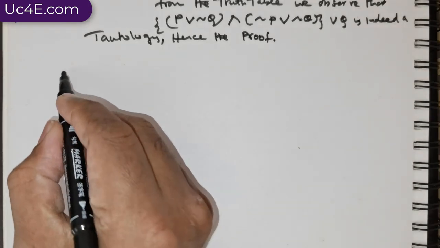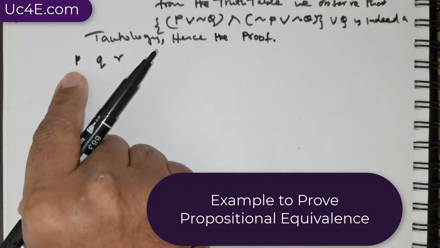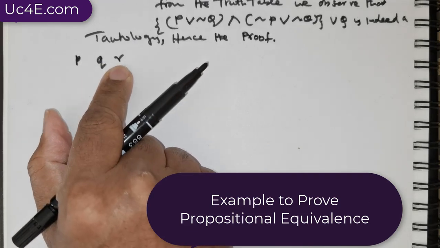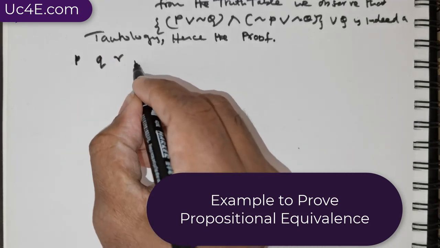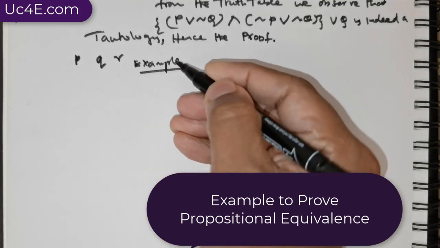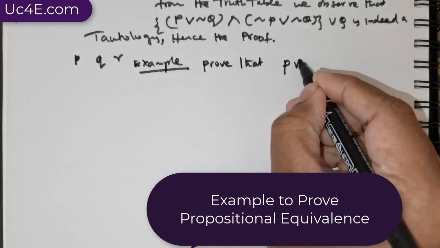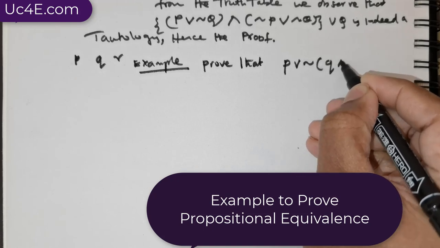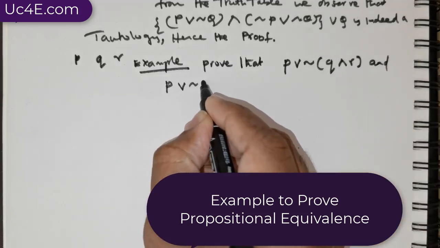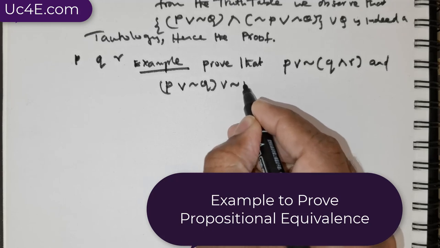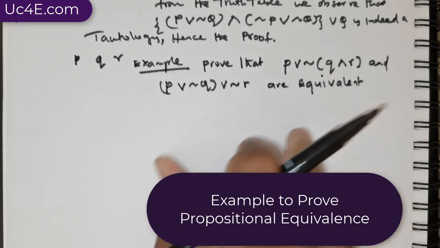Now the question comes is, how do we handle when we have been given P, Q and R? So we got a proposition here and a proposition here. And how are we going to assign the truth values? We have an example here. The question is, prove that P disjunction negation of Q conjunction R and P disjunction negation of Q conjunction negation of R are equivalent.